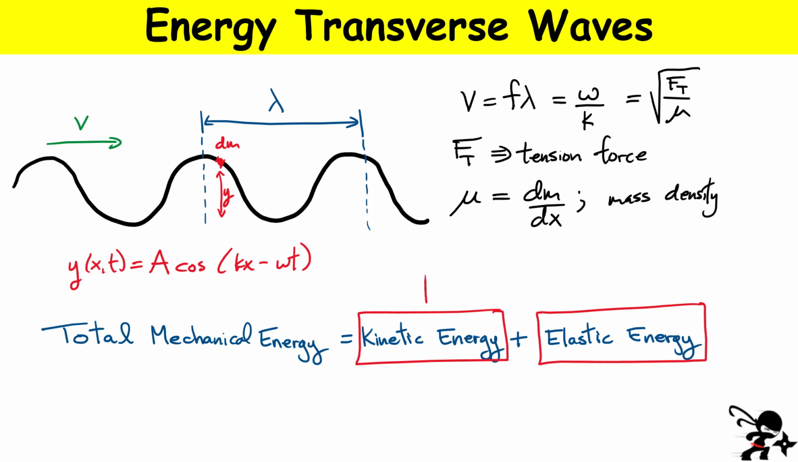To get started, we're first going to focus on calculating what is the average kinetic energy in one wavelength of a transverse wave. This will be the first thing we consider, and then we'll look at the elastic energy stored, and then we'll simply add both of those up to get the total mechanical energy of this wave.